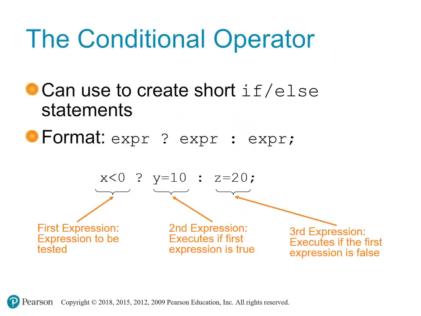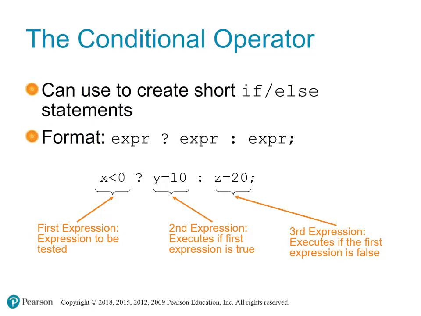The conditional operator is a shorthand way to perform a simple if-else operation. It's particularly useful for making your code more concise. So the format consists of a condition followed by a question mark, then an expression to execute if the condition is true, then a colon, and finally an expression to execute if the condition is false.